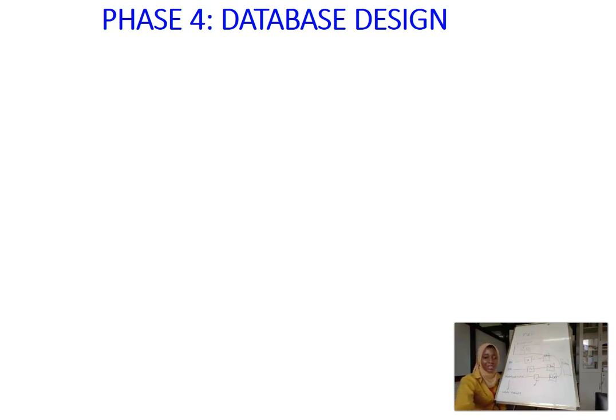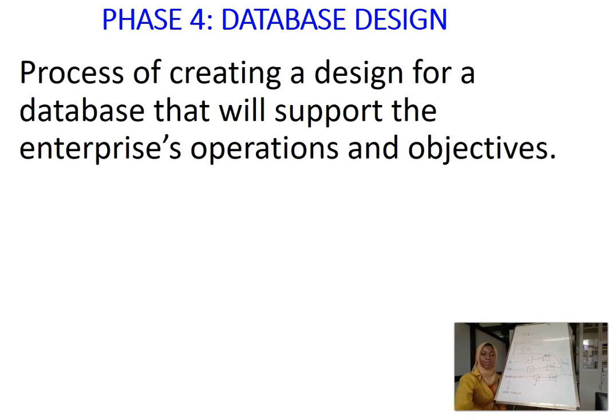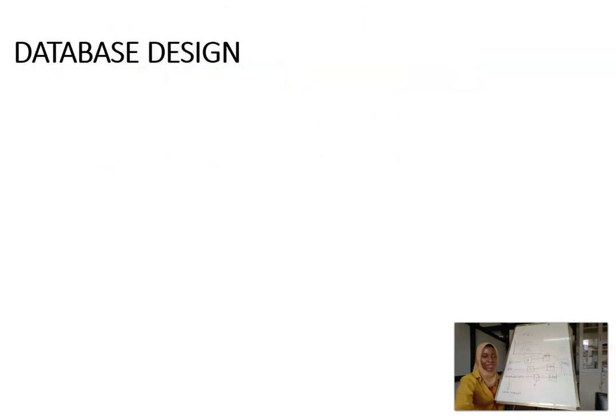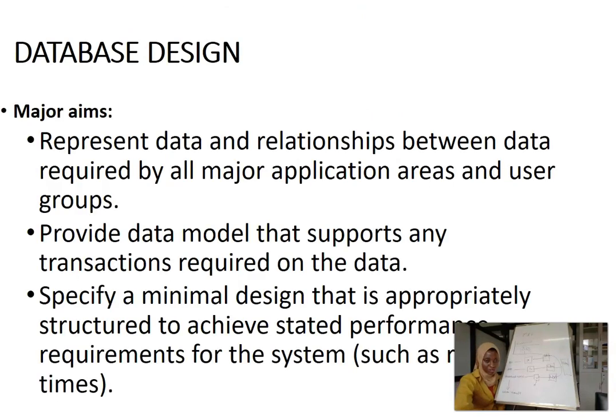Then you have a database design as our phase 4. It's a process of creating a design for a database that will support enterprise operations and objectives. What are the major aims of a database design? It represents data and relationship between the data required by all the major applications and user groups.